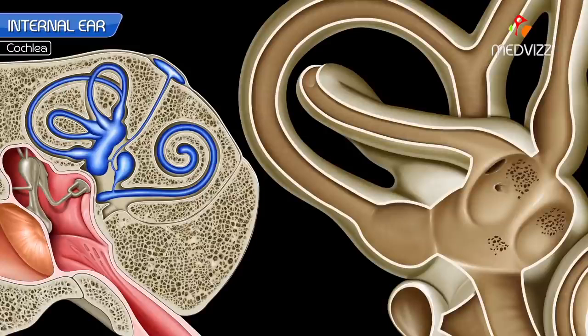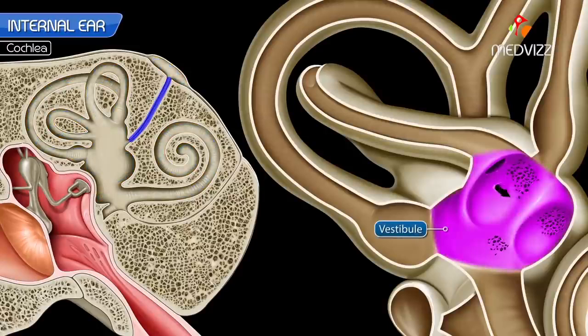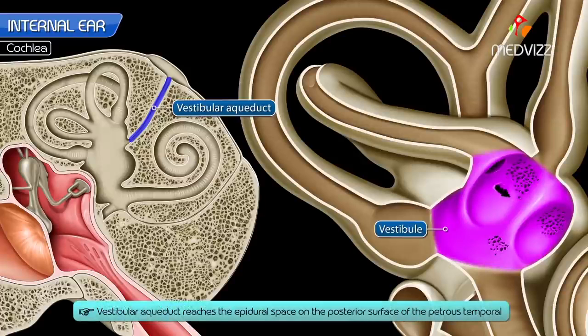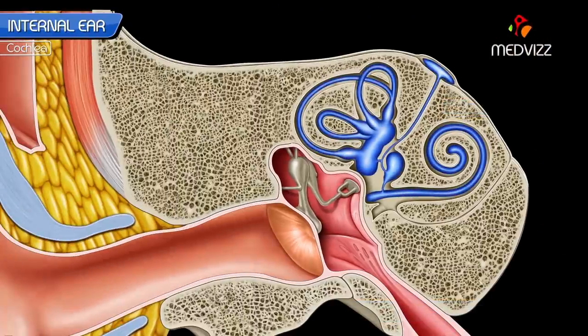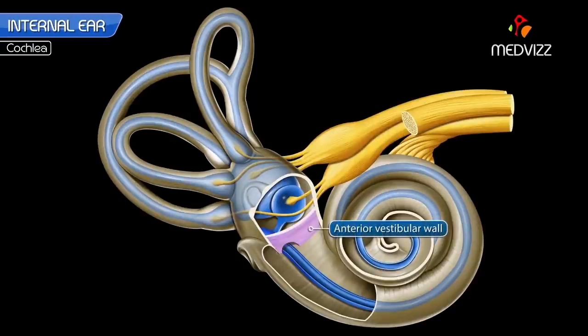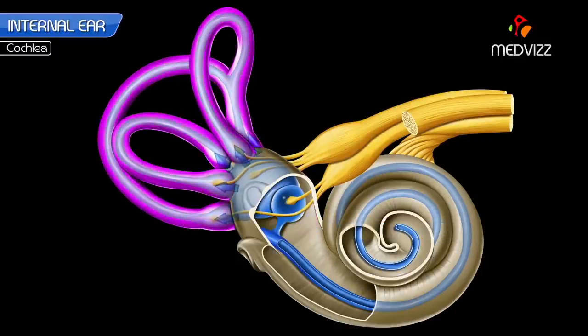Inferior to the elliptical recess, there is an opening for a bony canal called the aqueduct of the vestibule, which reaches the epidural space on the posterior surface of the petrous temporal. The vestibular aqueduct transmits the prolongation of the membranous labyrinth, the saccus and the ductus endolymphaticus. The anterior vestibular wall bears an opening, which communicates with the scala vestibuli. The posterior vestibular wall has 5 openings for the 3 semicircular canals.